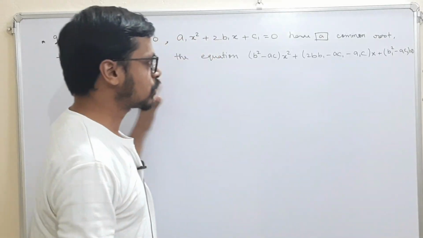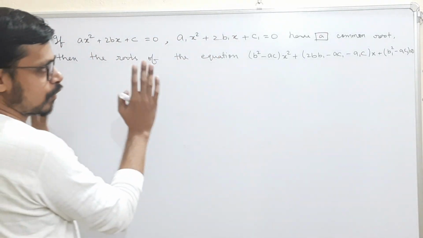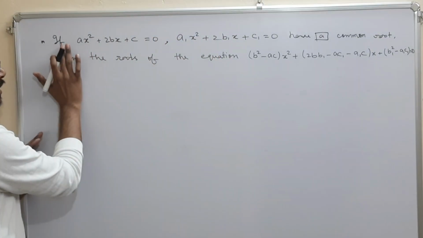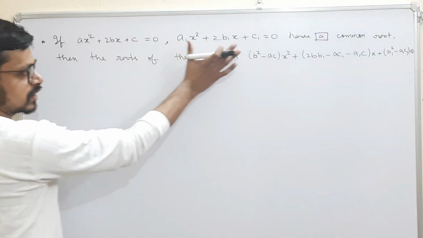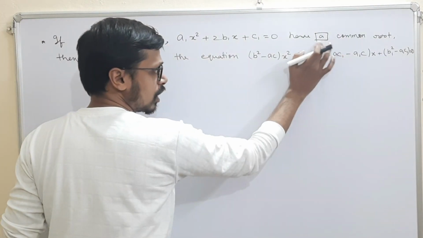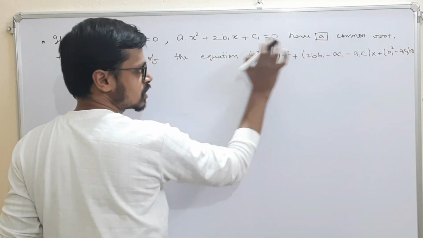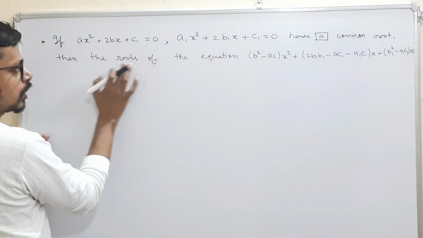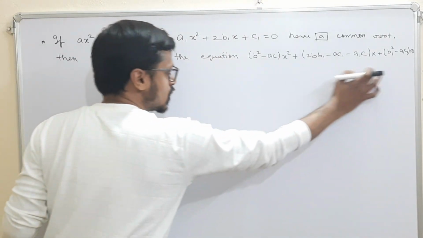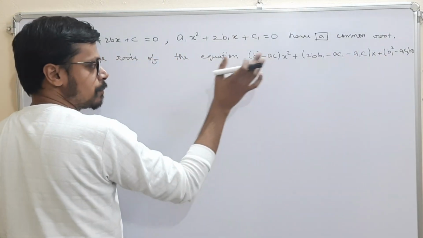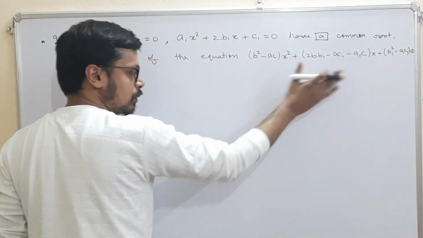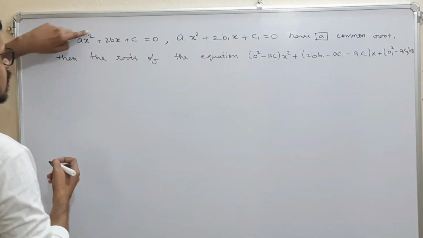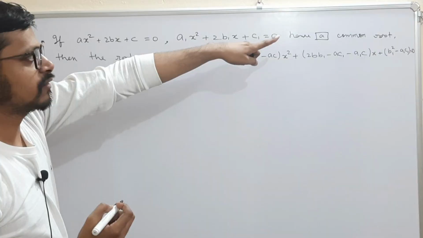Hello students, today we are going to solve this question of quadratic equations, where it is written: if this equation and this equation have a common root. A common root means only one common root is there between these two. Then what will be the nature of the roots of the equation of this one? So here it is given in the question only that they have a common root.